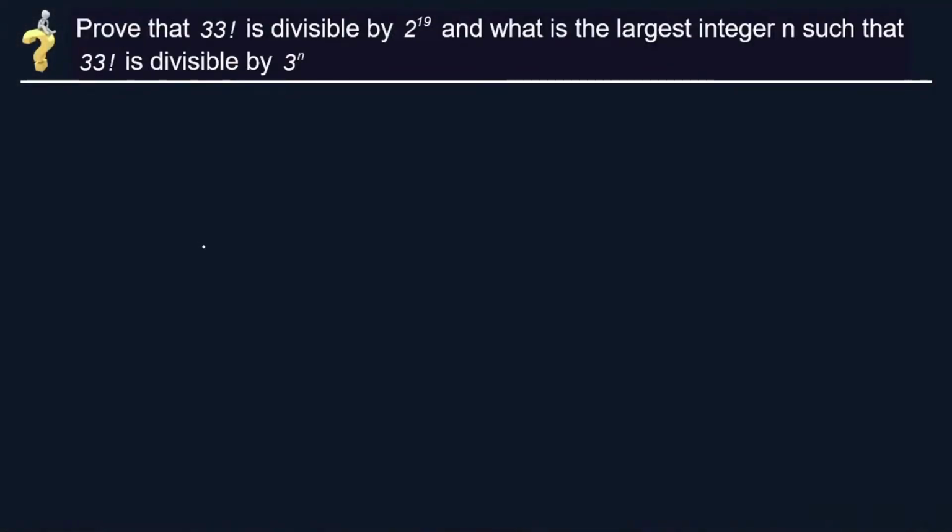See the next question. Prove that factorial 33 is divisible by 2 to the power 19. Let us first do the first part. We have to prove that factorial 33 is divisible by 2 to the power 19. So I will simply find the exponent of 2 in factorial 33. How to find it? Greatest integer function, 33 divided by 2.